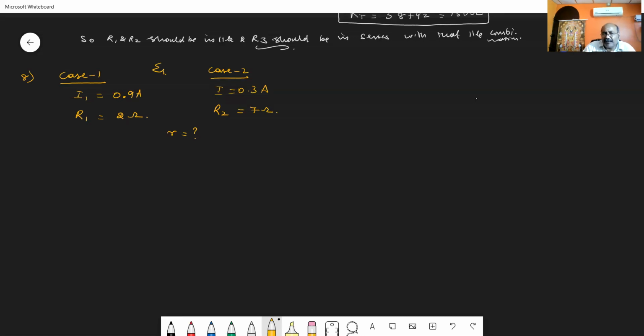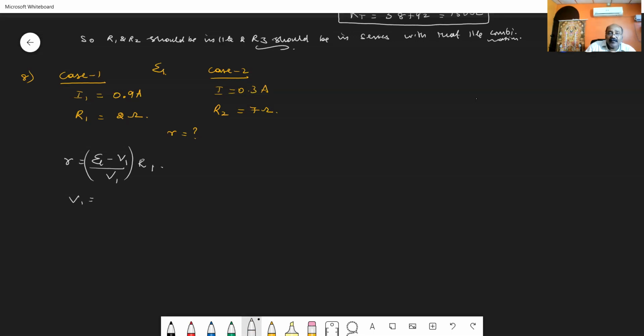So I am writing the formula for internal resistance in two cases. For case 1, the internal resistance is given by the formula. In general, internal resistance is (E minus V) by V multiplied with external resistance R. In case 1, I have to put (E minus V1) multiplied with R1.